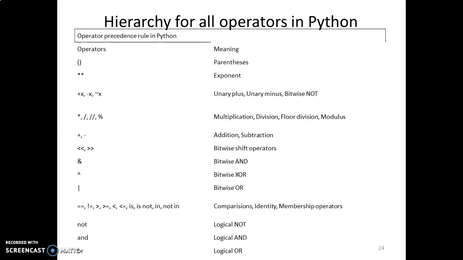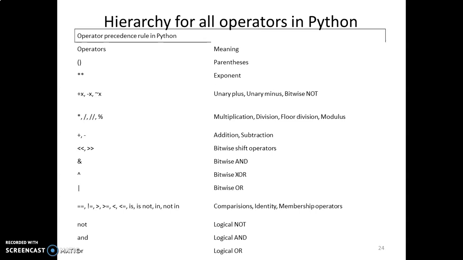This is the hierarchy for all operators in Python. Whatever operators we have discussed in our discussions, this is the gist of it. This is how the various operators are arranged. So see, parentheses are at the top of the hierarchy. Then comes the exponent operator. Then the unary plus and minus and the bitwise not.